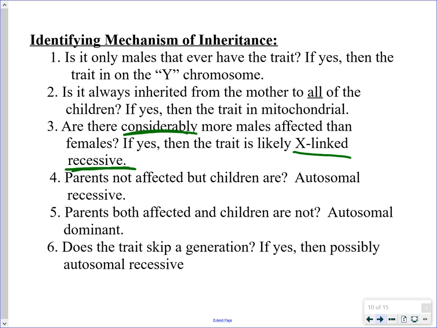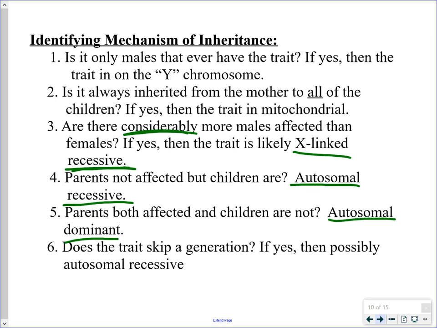Parents not affected, but children are. Parents not affected, children are. Parents are carriers. This is an autosomal recessive condition. Parents both affected, but they can have children that are not. That's a good indication that it's autosomal dominant.